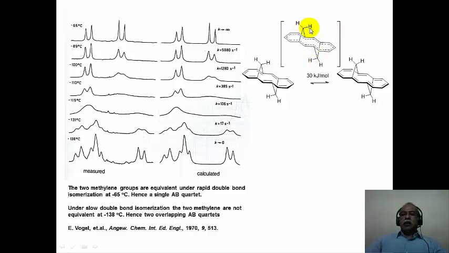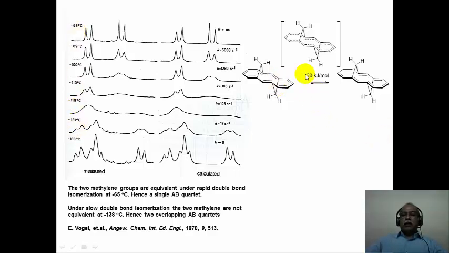However, if you look within the methylene, this hydrogen's chemical environment is different compared to this hydrogen, which has a different chemical environment. For each of the methylenes, one would then see only one AB quartet, and in fact at minus 65 degrees only one AB quartet is seen. The right hand side spectra are the simulated or calculated spectra, and the left hand ones are the actual experimental spectra measured at various temperatures.